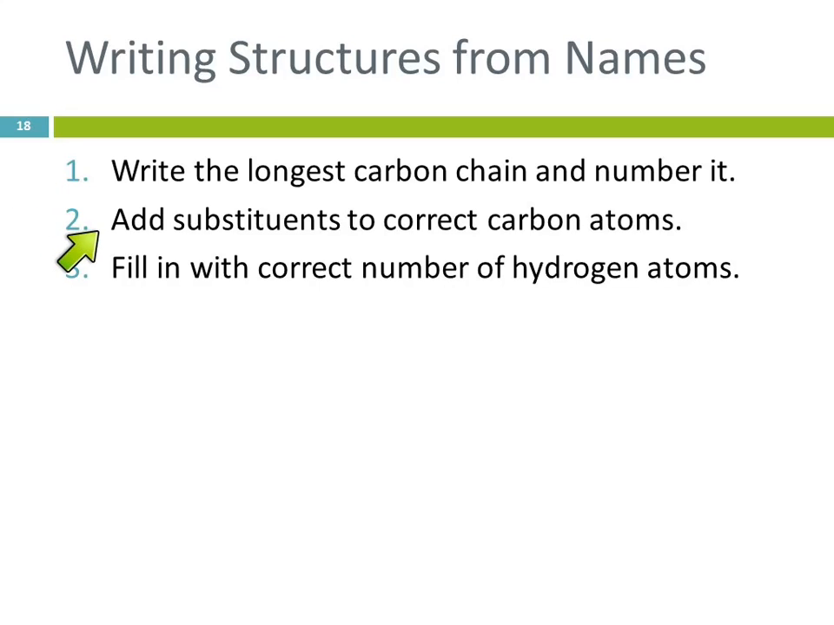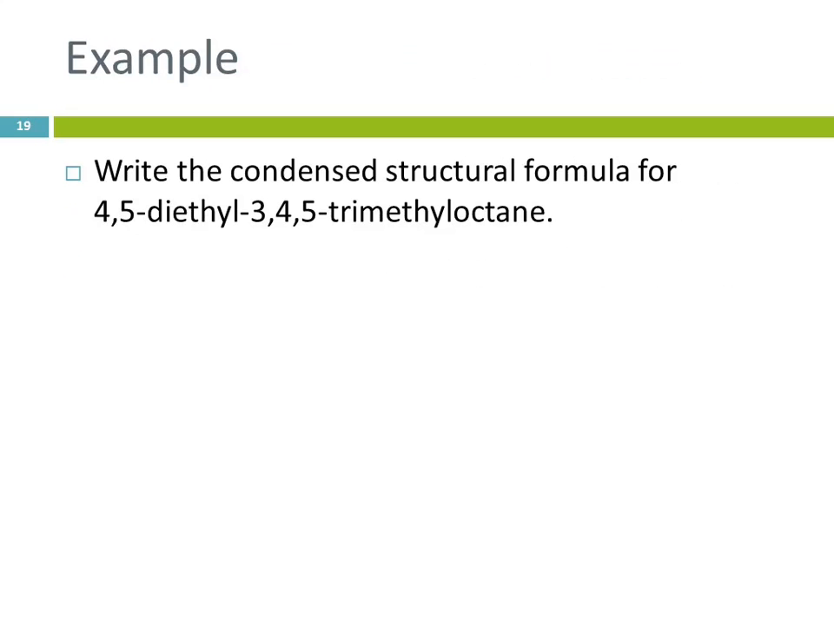And then you're going to add the substituents that are indicated in the name to the correct carbon atoms. It's like this little road map. 2-bromo tells you there's a bromine atom on the second carbon. And so you're going to fill those guys in. And then after you get all those put in, you fill in with hydrogen atoms so that all the carbons have 4 bonds. So let's do an example.